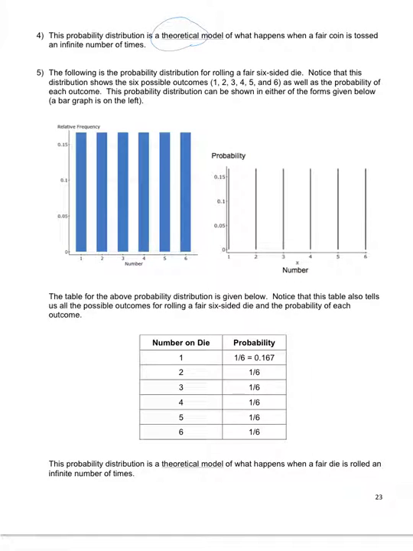All right, number 5, the following is the probability distribution for rolling a fair 6-sided die. Notice that this distribution shows the 6 possible outcomes. We've got 1, 2, 3, 4, 5, and 6, so it's giving you the number on the die, as well as the probability of each outcome. The probability distribution can again be shown in either of the forms given below. So we've got your bar graph on the left, and you've got your gaps between the bars, indicating that these are discrete values of the variable, not continuous.